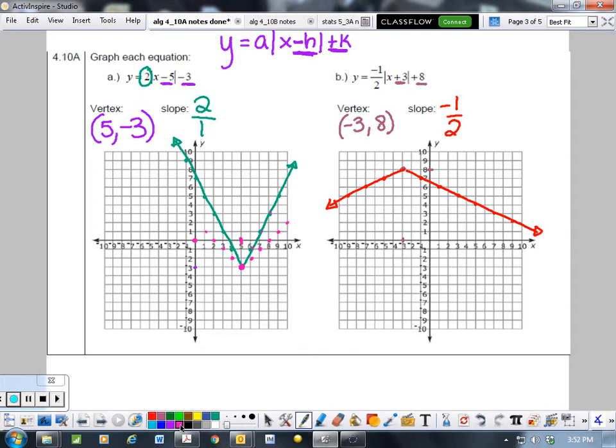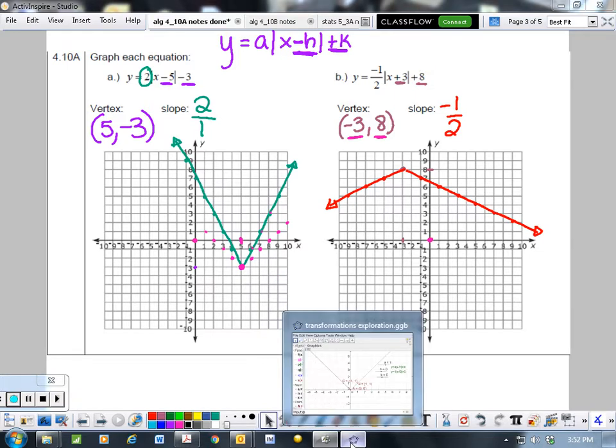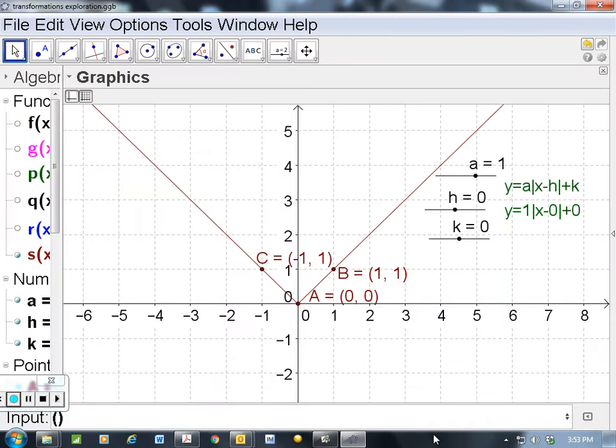If we look at the vertex, our original vertex was at 0, 0, and then we shifted it to the left 3, and then up 8. We can see that, left 3, up 8, just from our vertex. So I've got a little thing that I can show you that really isolates and lets us see how these graphs occur. This is a program that when you're in geometry, your teacher will probably use. It's called GeoGebra. It's a free online program.